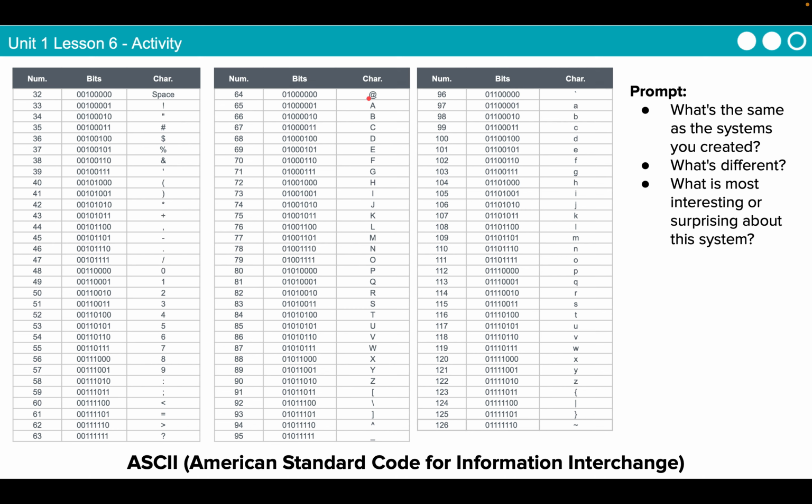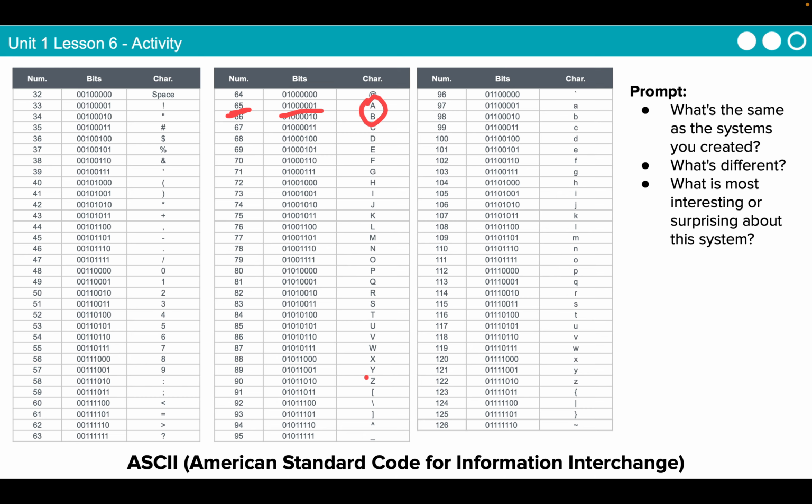Look, there's capital A. They've allowed capital A to be the value 65. And there's 65 in binary. And it goes all the way through 90 for capital Z.